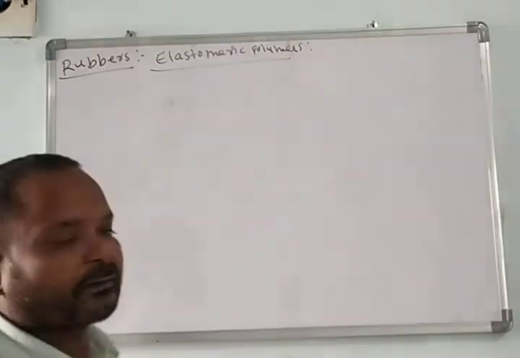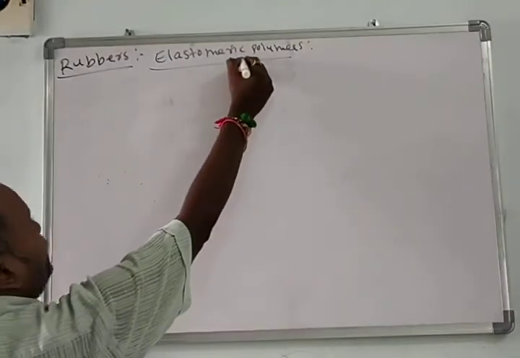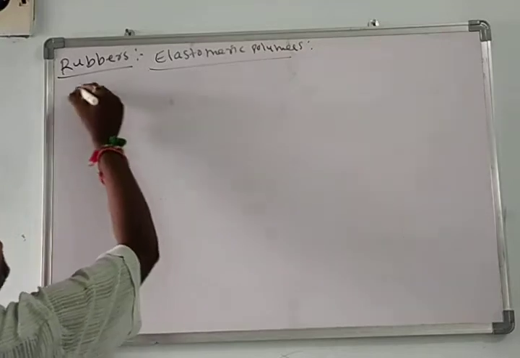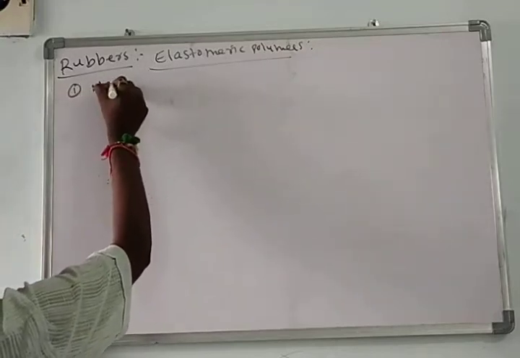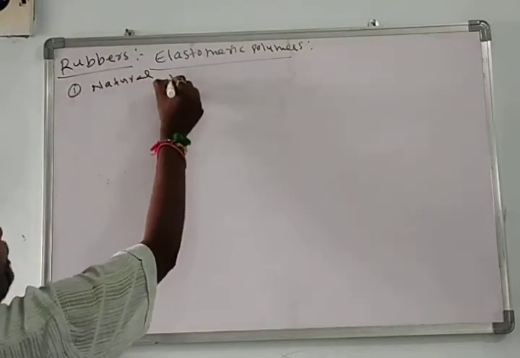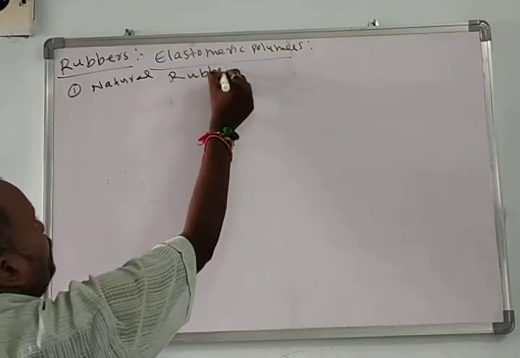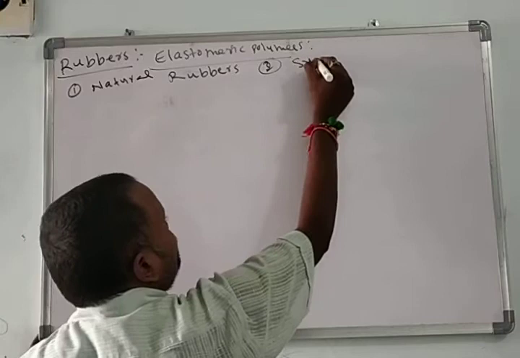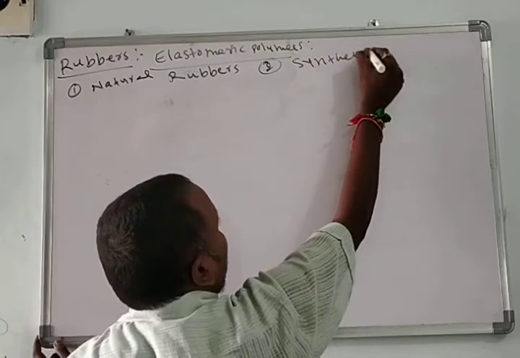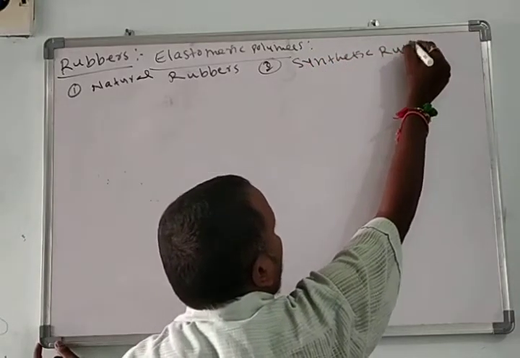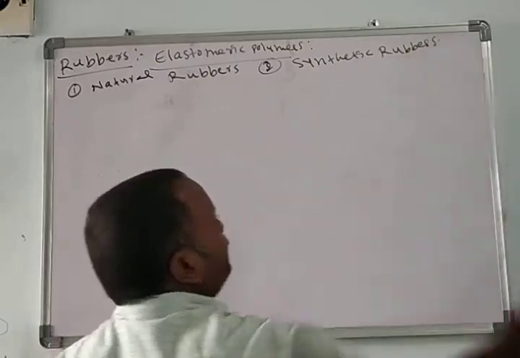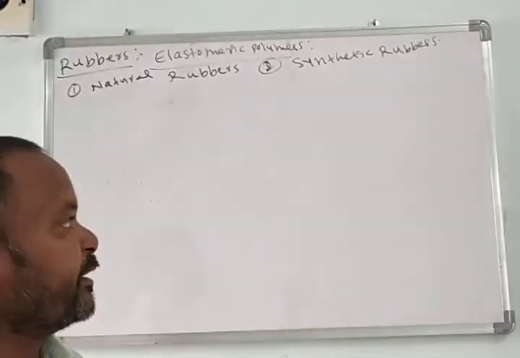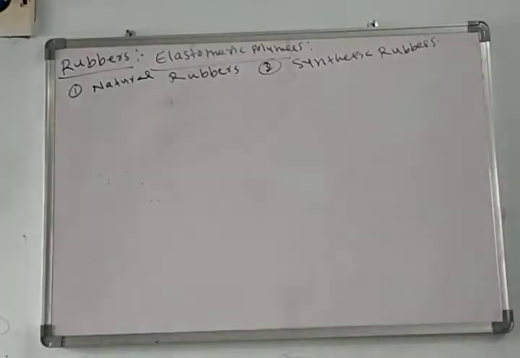Here we have two types of rubbers. Based on the source, one is natural rubber and the second is synthetic rubber. Natural rubber means the rubber which is available in nature. Those are simply called natural rubber.